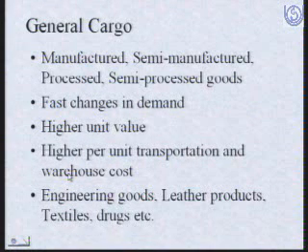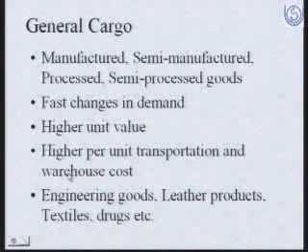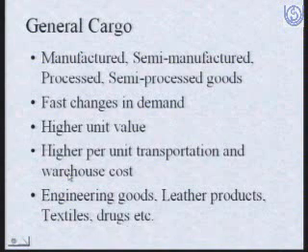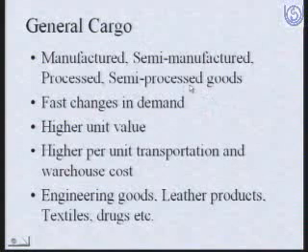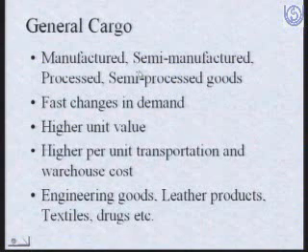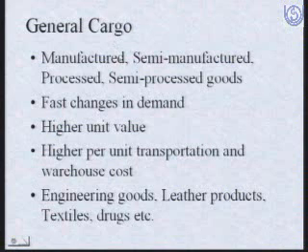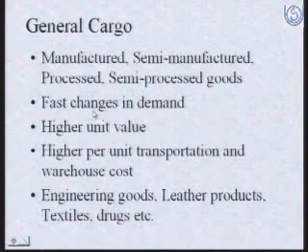The third type of cargo is known as general cargo. General cargo is primarily manufactured, semi-manufactured, processed or semi-processed goods. So value added goods are here, most of the goods are here. The second feature of this cargo is fast changes in demand. The demand for this sort of cargo changes very fast. For example, fashion garments, textiles, clothes.